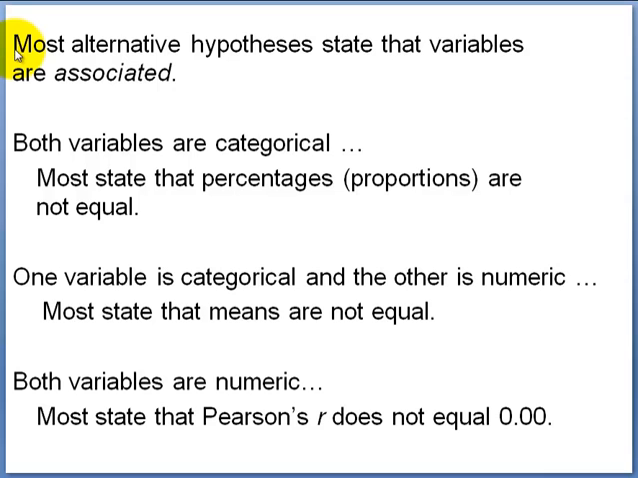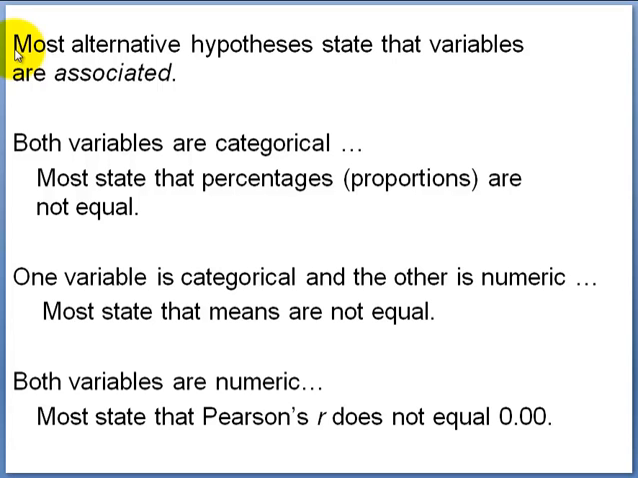Indeed, most null hypotheses state that variables are unassociated. It is the case that most alternative hypotheses state that variables are associated. I mean, hopefully this makes some intuitive sense. The alternative is negating the null here.